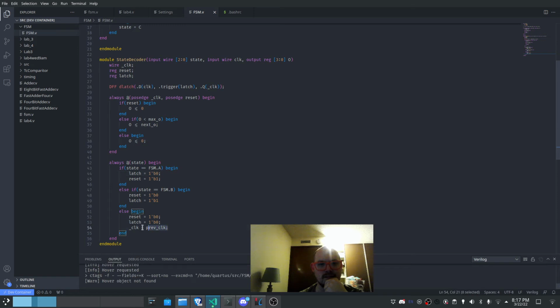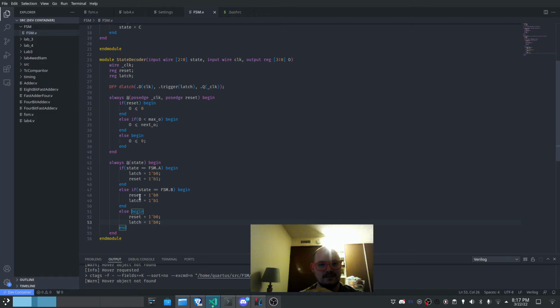And I don't need this last line here. So yeah, just reset is low and latch is low. And that's how we're going to handle our state changes. Really, that's all we care about. Pausing the clock will pause everything else for us. So that takes care of that for us.